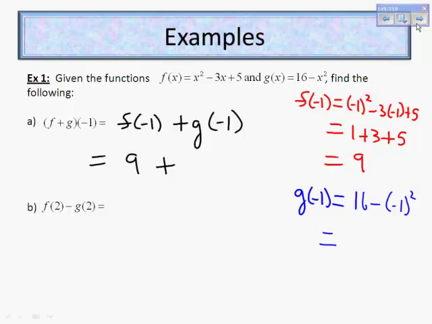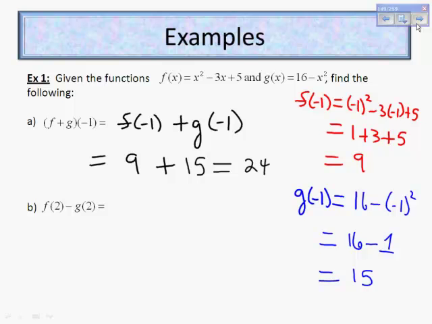So g of -1. This is going to be 16. Do not make that minus a negative a positive because I can't do that yet until I do my exponents. If I take -1 and I square it, I get positive 1, so that stays as 16 minus 1 because -1 squared is positive 1. And 16 minus 1 we all know to be 15. So f at -1 was 9. G at -1 is 15. And then we all know what 9 plus 15 is. 9 plus 15 gives us 24.